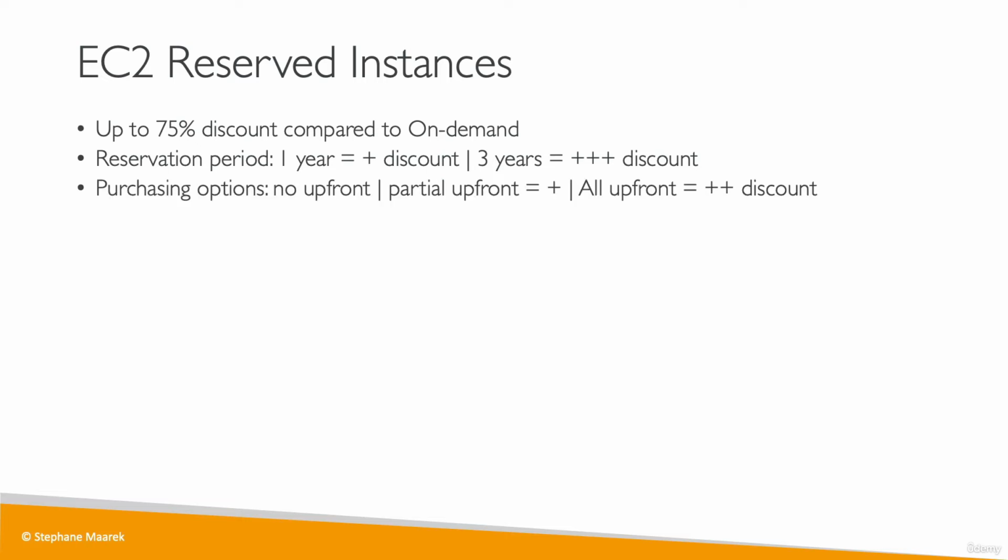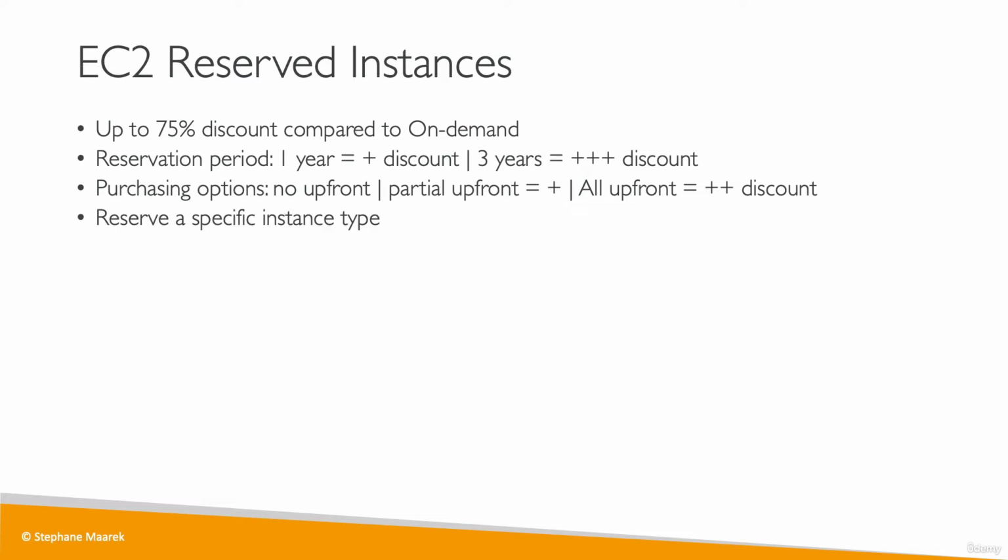Now we have the purchasing option. You can say no upfront, so that means you pay monthly, partial upfront, or all upfront. With all upfront, that means you're going to pay for your servers right now, today, and obviously because you give money today to AWS, they're very happy and they're going to give you an even bigger discount.